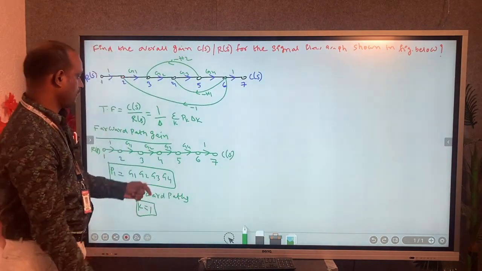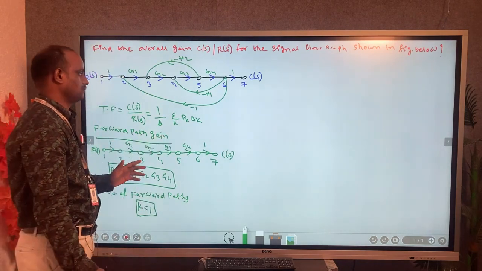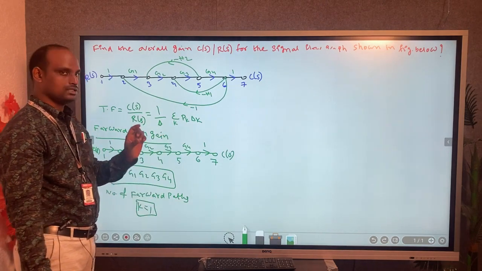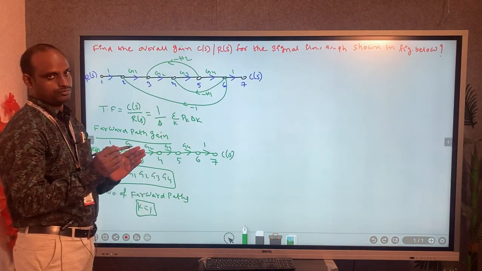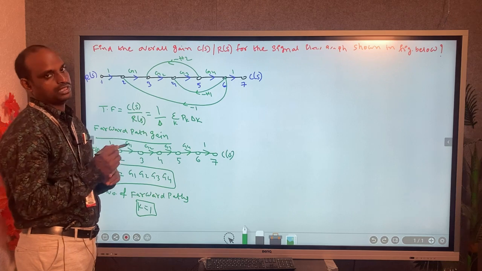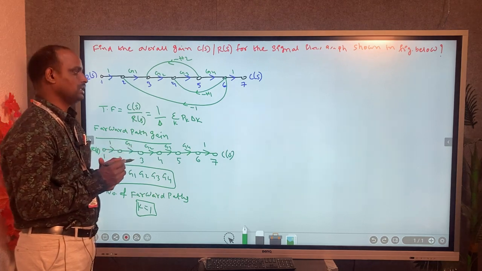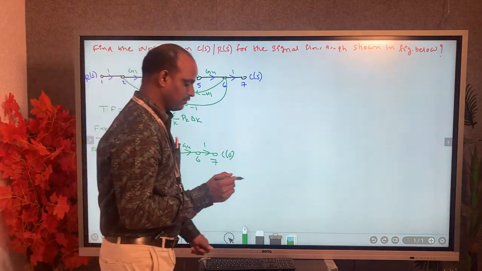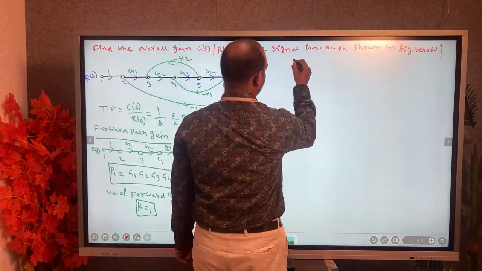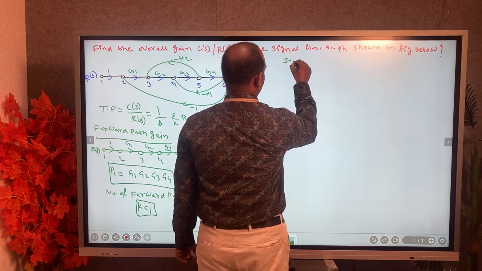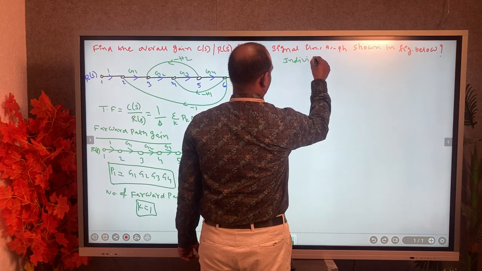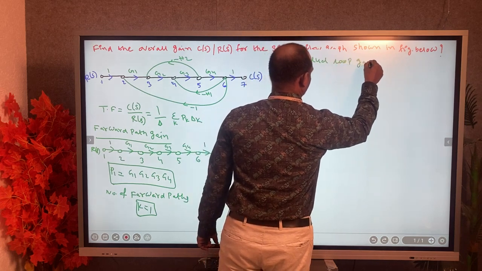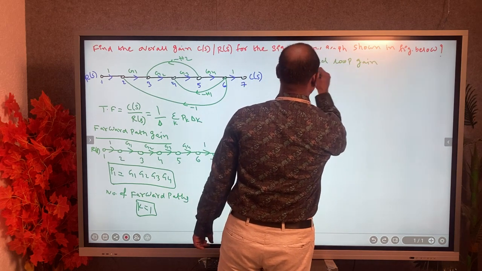So here we require 1 minus the sum of individual loop gains. First find out what the individual loops are and calculate their gains. Next we have to find the sum of gain products of two non-touching loops. First we will see the individual loop gain calculation. We have to find the loop gains.